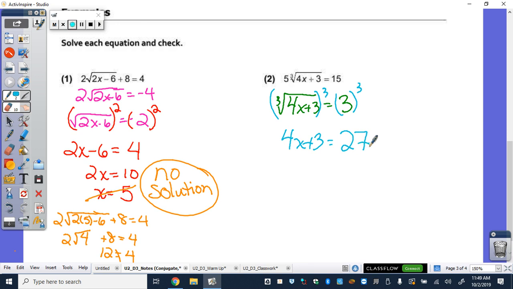And again, now we have a nice easy linear equation. Subtract my 3. Divide by 4, and what does x equal? 6. So go ahead, check to make sure the 6 works.